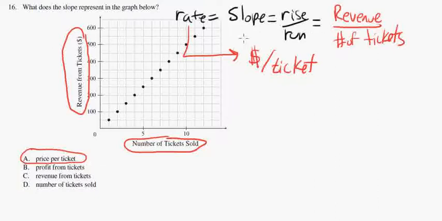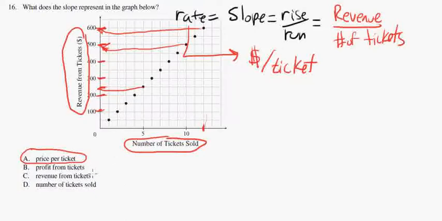Now it's not the revenue, because the revenue values are on the y-axis. So for example, if you sold 5 tickets, you would make this much revenue. If you sold 10 tickets, your revenue would be this much. If you sold, this looks like, 12 tickets, your revenue would be this much. Okay, so it's not revenue.